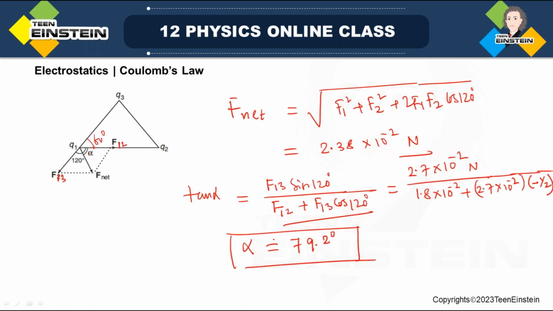Okay, so this alpha is the angle that the net force makes with the line joining the charges q1 and q2.